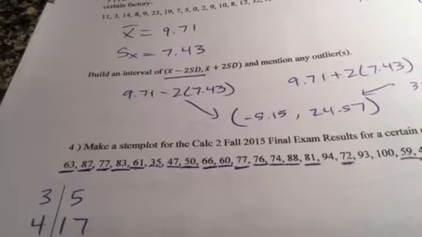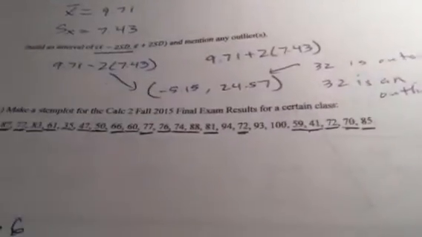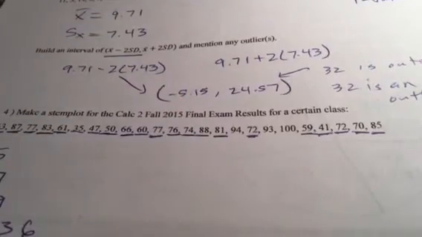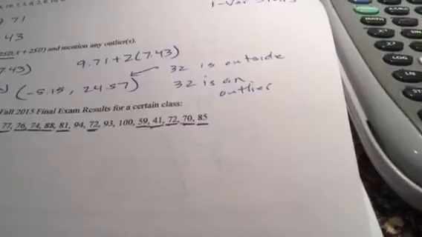Build an interval of the mean minus 2 standard deviations to the mean plus 2 standard deviations, which we got here. First off, obviously you can't have a negative amount of sick days. So it's basically 0 to 24.5. An outlier would be 32 because it's outside that interval.